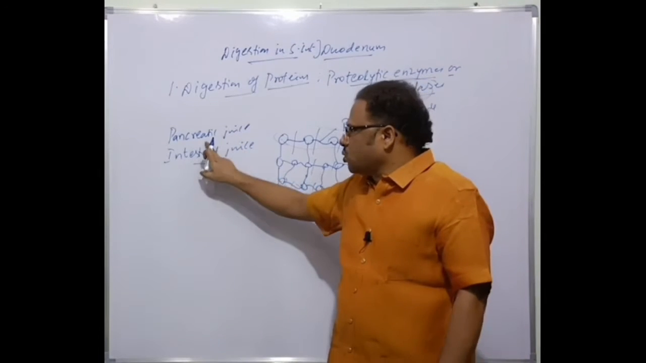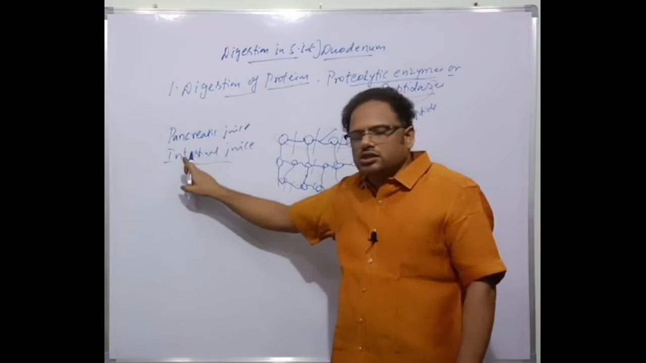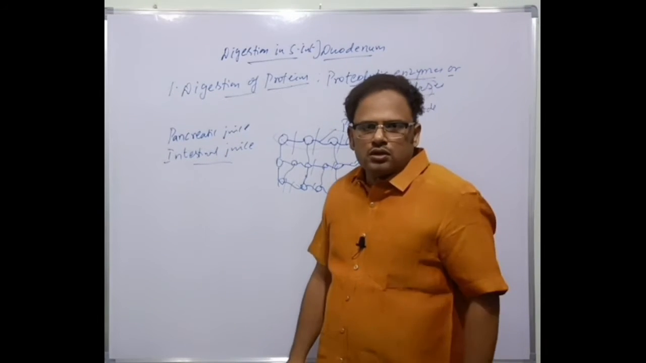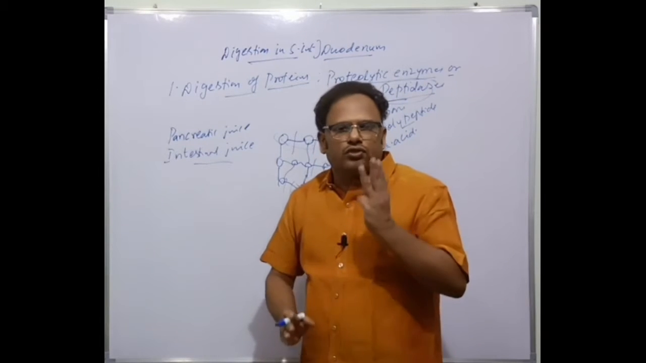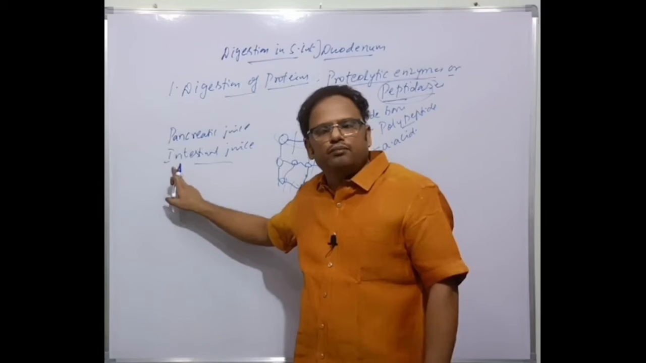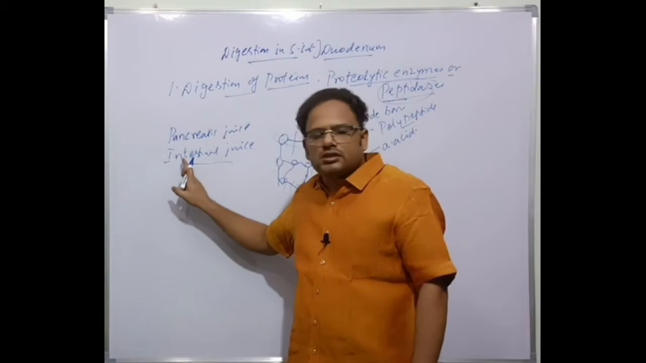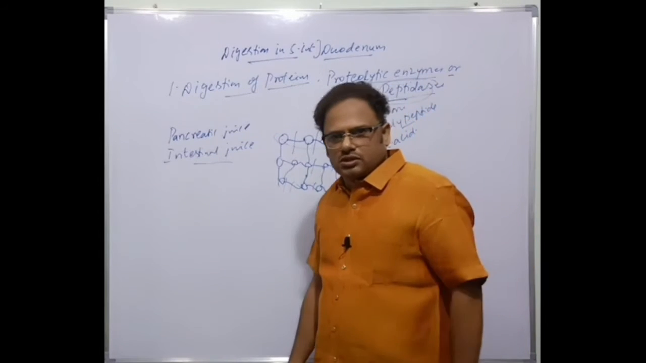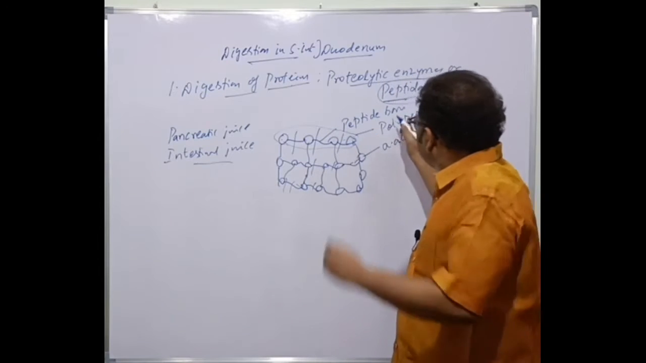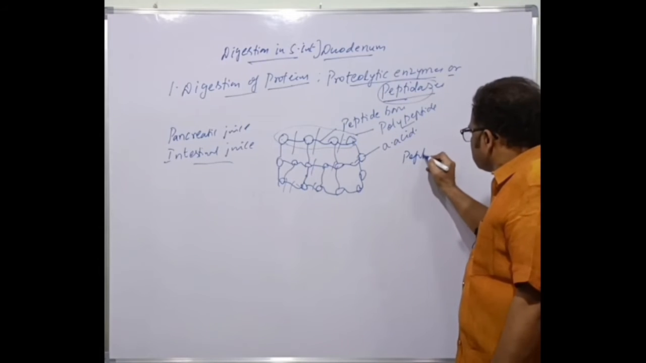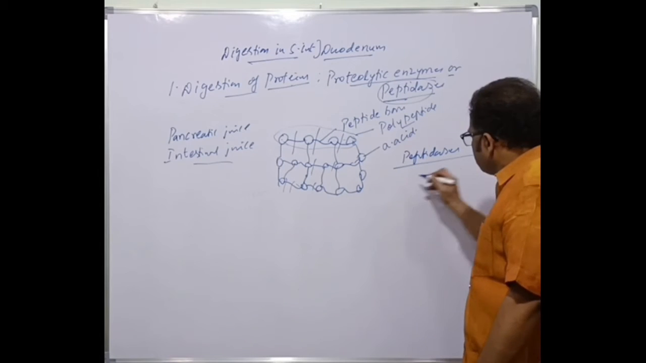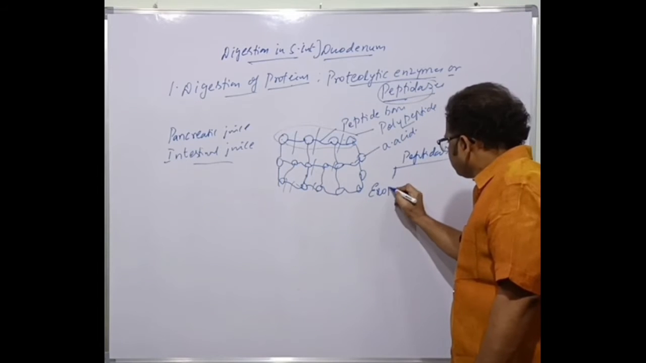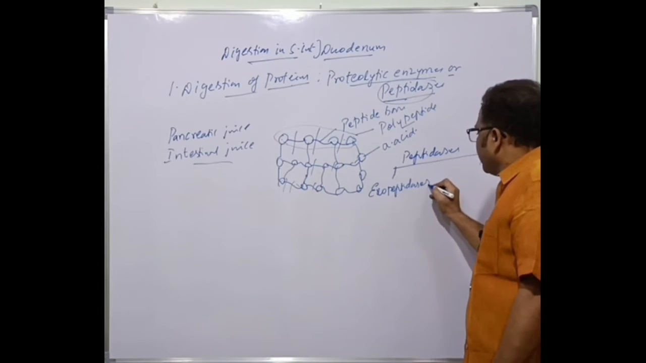So the three juices called pancreatic juice, intestinal juice, and bile juice are simultaneously poured into the duodenum. So the duodenum is receiving a cocktail of three juices: pancreatic, intestinal, and bile juices. Only the pancreatic and intestinal juices consist of enzymes, whereas the bile juice does not have any enzymes. Clear, students? So the peptidases are of two different types called exopeptidases and endopeptidases.